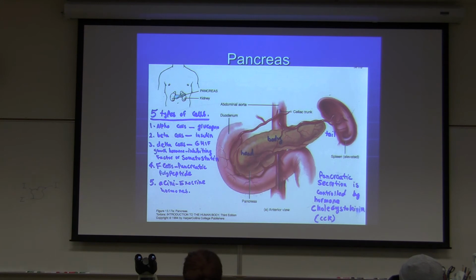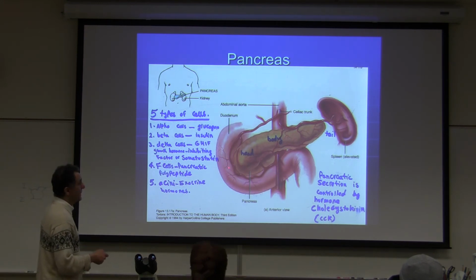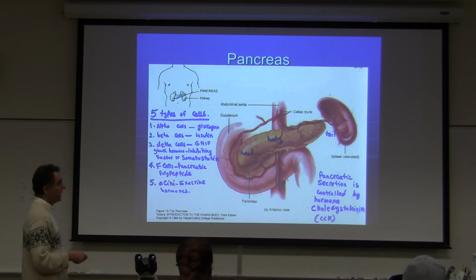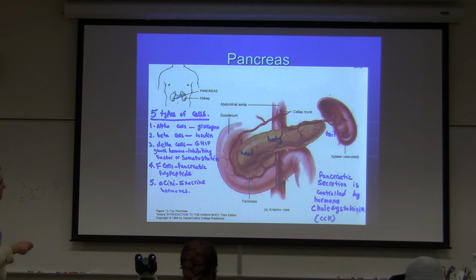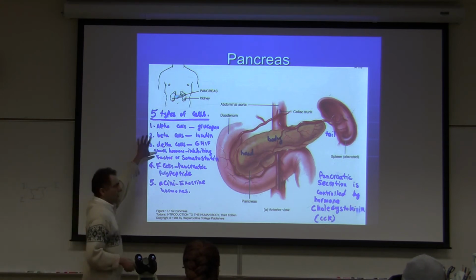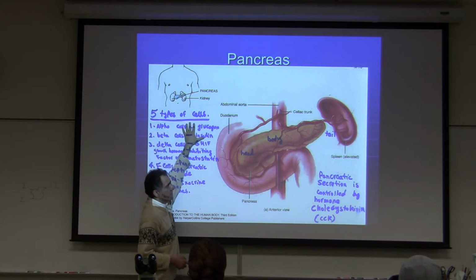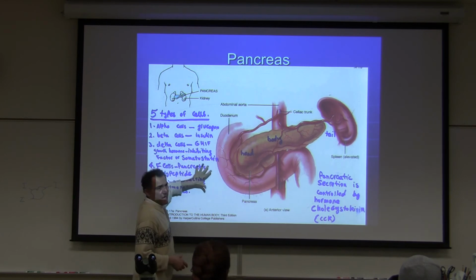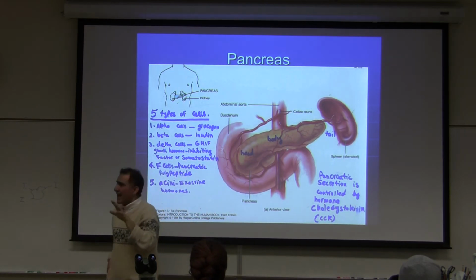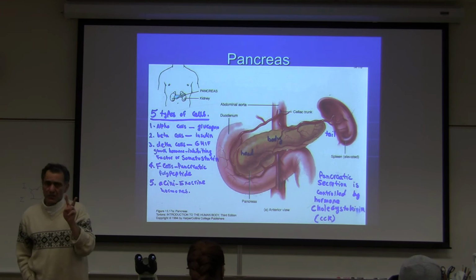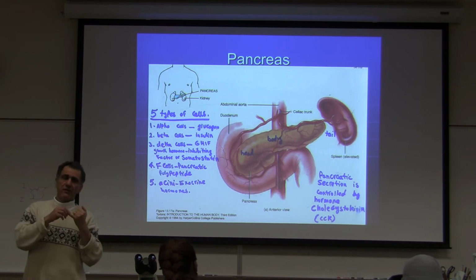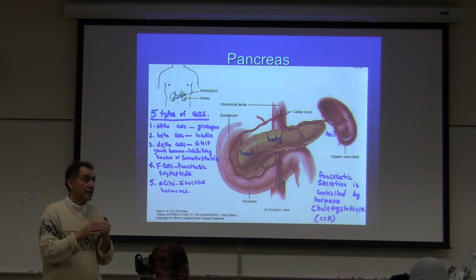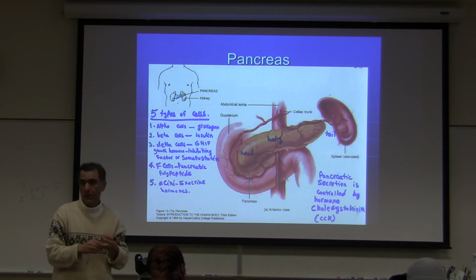Okay, the other gland that you are supposed to know is your pancreas. We already talked about the pancreas, and these are all of the cells. Don't worry about them. That was for anatomy that I was doing a long time ago. But you already know in the pancreas there are two hormones that you should know. They come from the islets of Langerhans: insulin and glucagon.